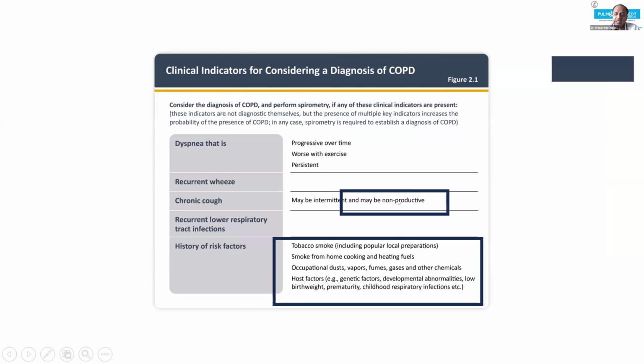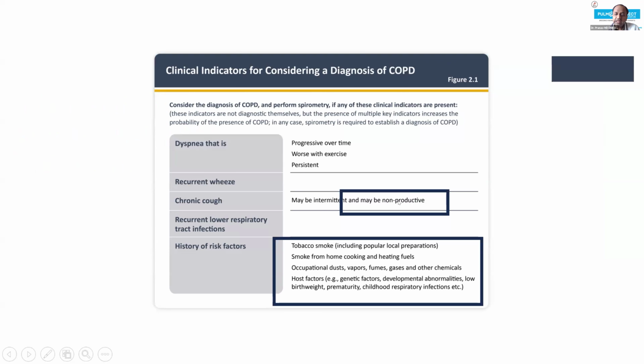And all the risk factors which I've discussed with you should be taken in the history when you're evaluating such a patient. The differential diagnosis listed mostly is asthma, where you have variable obstruction, variable symptoms, some history of atopy, some family history.